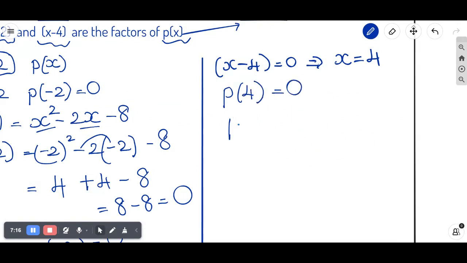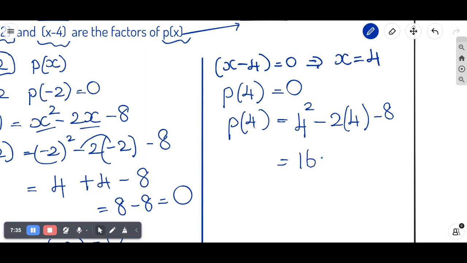So p(4), how will you write your p(4)? I am taking the p(x) from here. So p(x) is equal to x² − 2x − 8. In all places of x put 4. So 4² − 2 into 4 − 8. So that will be equal to 4 fours are 16, − 4 twos are 8 and − 8. Minus 8 and minus 8 will become −16 again and you will get your 0.